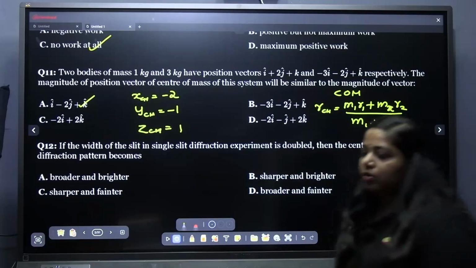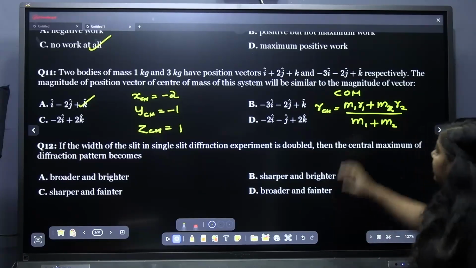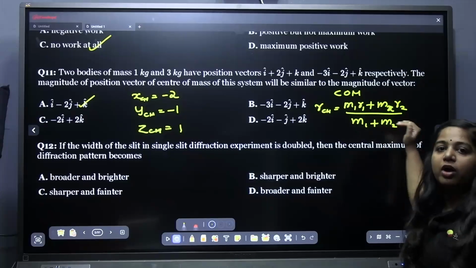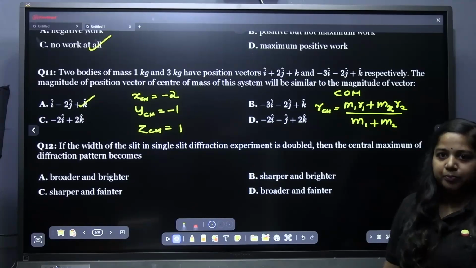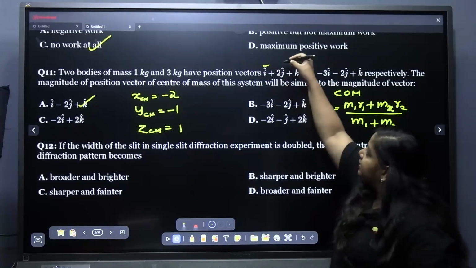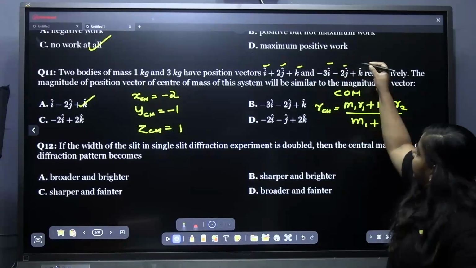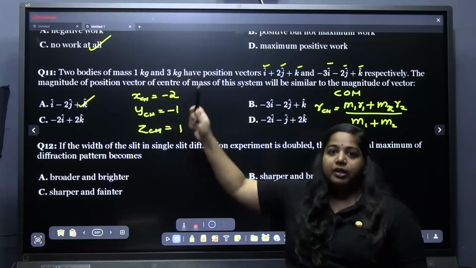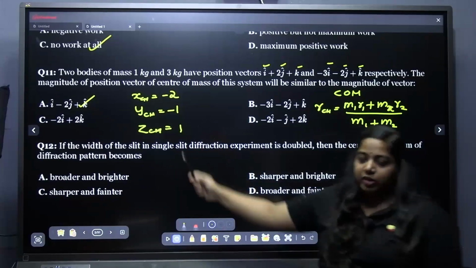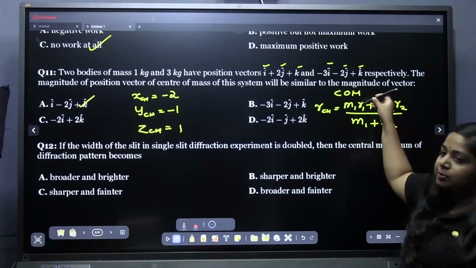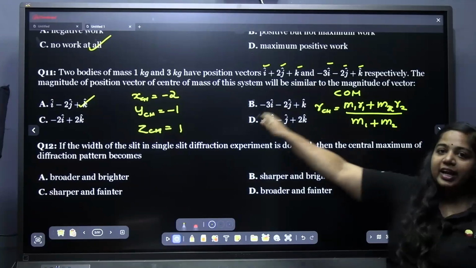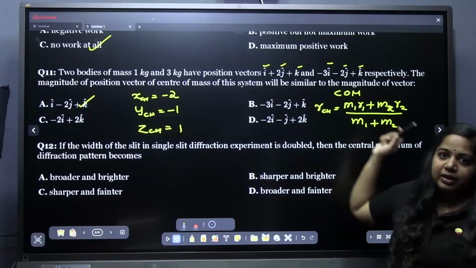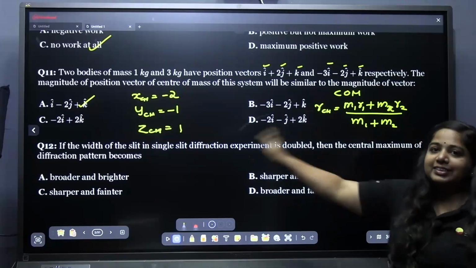Please explain this question once again. There is only one formula for center of mass, that is m1 r1 plus m2 r2 divided by m1 plus m2. But here they have given x, y, z. So therefore we have to find the center of mass x component, y component, z component. To find that, instead of r, just substitute x1, x2. Then you will get xcm. If you substitute y1, y2, you will get ycm. If you substitute z1, z2, you will get zcm.